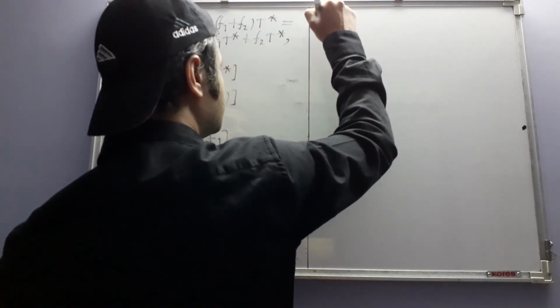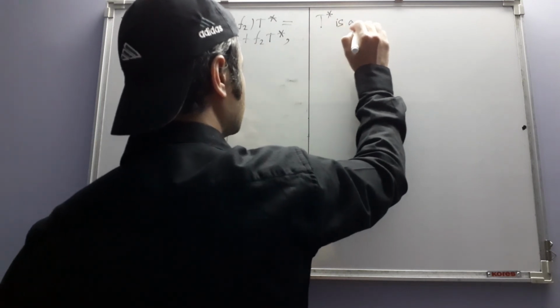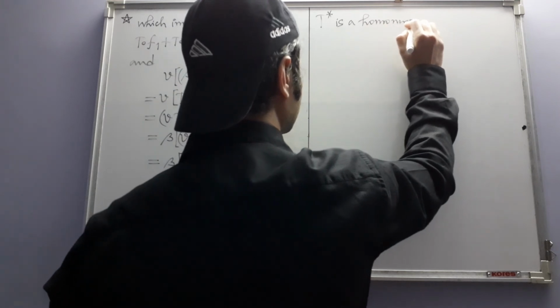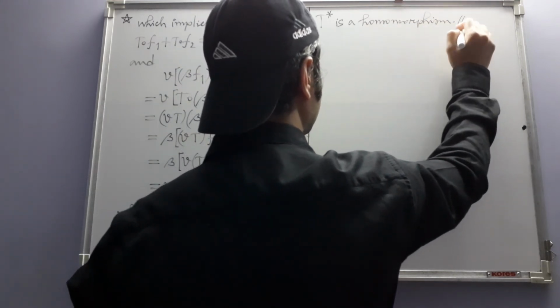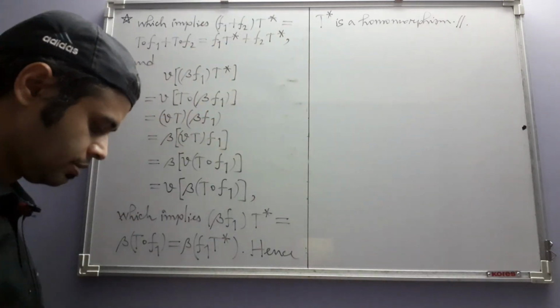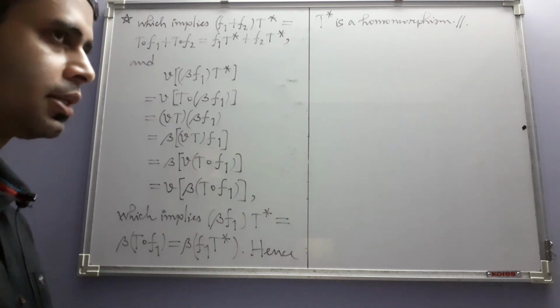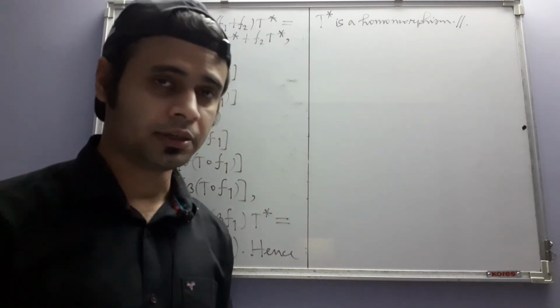Hence, T star is a homomorphism. So this completes the solution. Two more are there, 20 and 21. So that we will do in the next video.